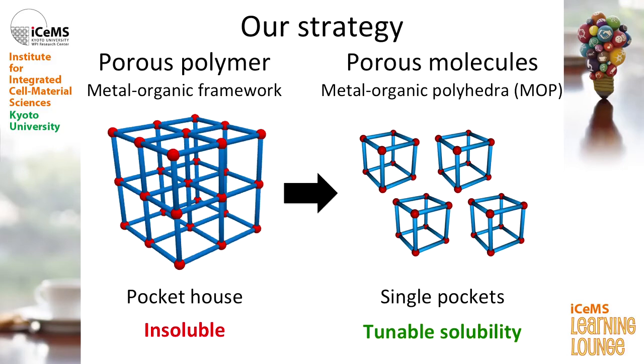So our strategy, concretely, is not to develop porous polymers, but to develop porous molecules. They're called metal organic polyhedra. They're also built up by organic and metallic parts, but they exist as single molecules, in other words, single pockets. This allows you to tune them to still maintain the nanopore size, but you can also make them soluble if you tune their composition a bit.